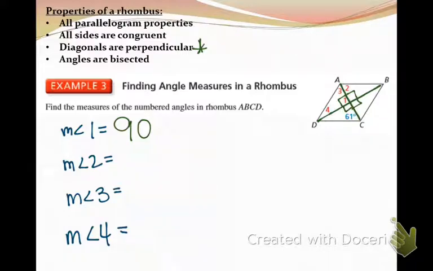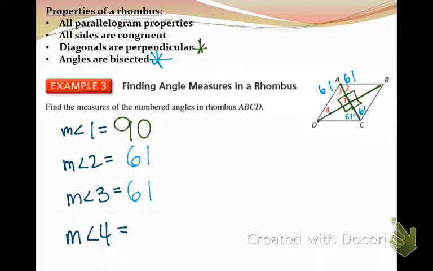Angle 2, I can actually find 2 and 3 at the same time. 2 and 3 will be the same measure because this diagonal cuts angle A in half. So whatever angle 2 is, angle 3 will also be. To figure out what that is, we can look across, because what do we know about opposite angles? They're congruent. So if this is 61 and I know that I'm bisected here, what's the other portion of angle C? 61. So what's the measure of 2 and 3? 61 and 61. Because my angles are bisected.